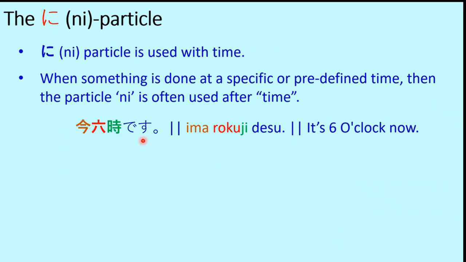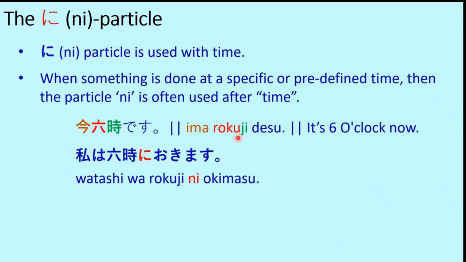Ima rokuji desu. Now, how do we use the particle ni in connection with time? For example, watashi wa rokuji ni okimasu. Now, if you went through the last lesson, lesson 67, where we discussed very common verbs, we had discussed okimasu as well, which means to wake up. Watashi wa rokuji ni okimasu means I wake up at 6 o'clock. I wake up at 6 o'clock.